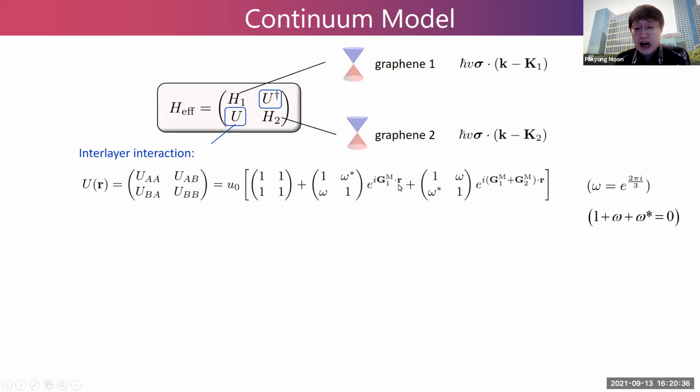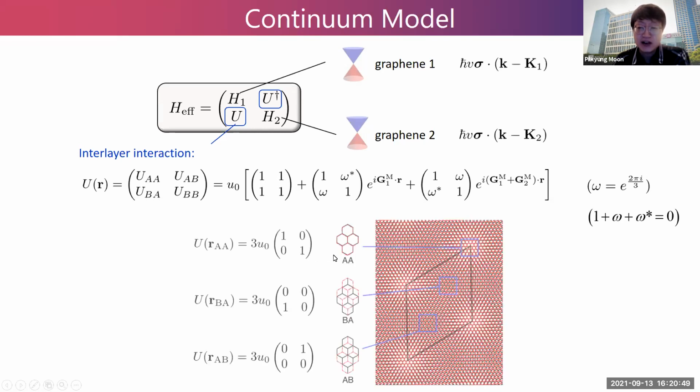If we put R equals 0 into this equation, we get a simple structure. The off-diagonal term vanishes, and we get the interlayer interaction of AA stacked bilayer graphene. If we put another R at this point, we get BA stacking, AB stacking, and so on. So this form clearly reproduces the interlayer interaction at each local configuration.